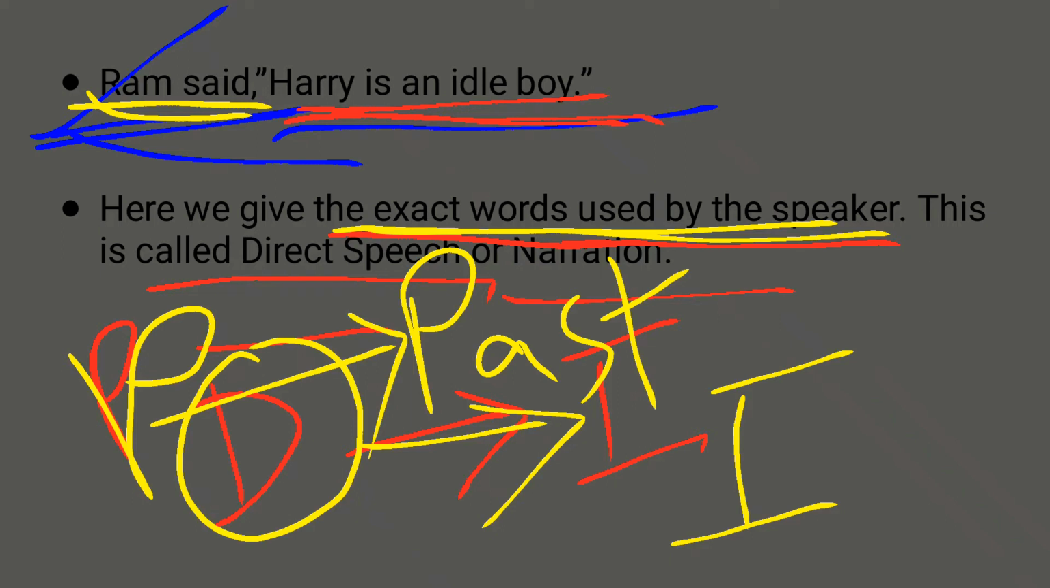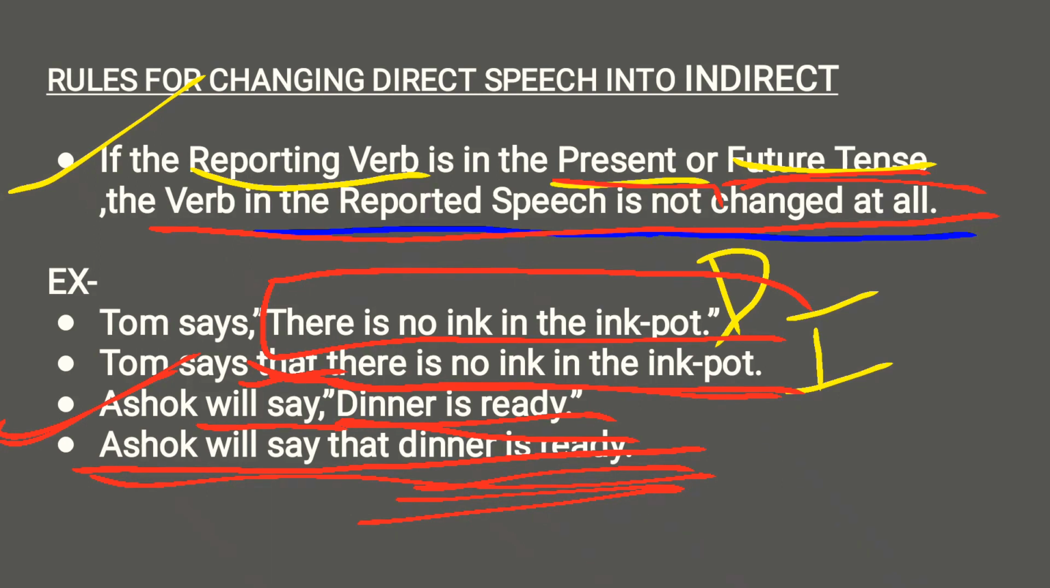Okay, so whenever you are converting a sentence from direct to indirect, in the maximum of the cases you are converting a verb which is in present tense into past tense. Okay, remember this and we will move here again.